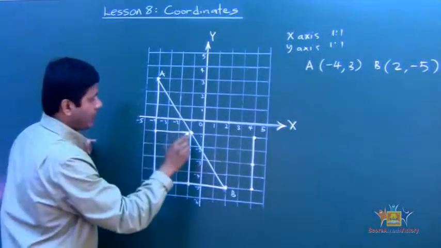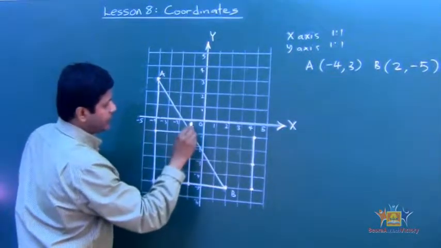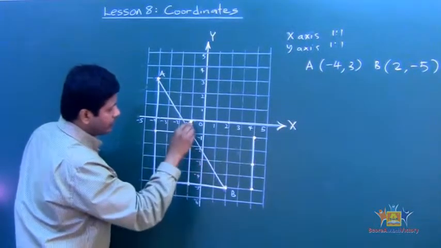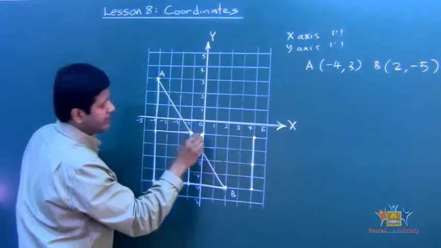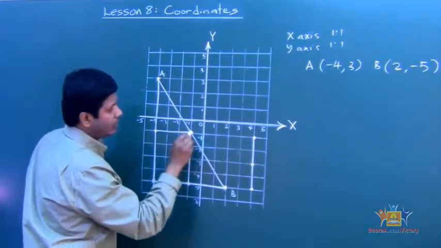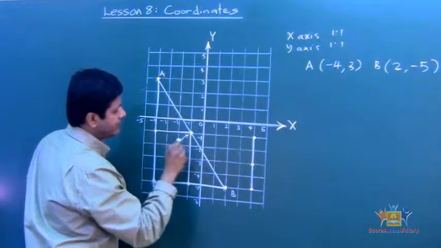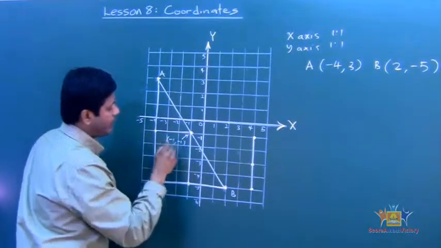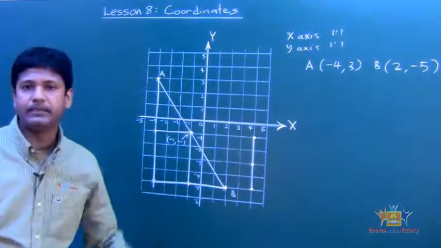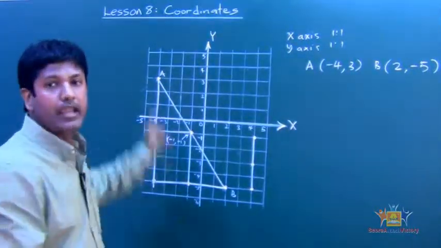So what's the point for that one? We start with that. We know this is -1 and this is -1. So x is -1 and y is -1. See that? So this point is -1, -1. That's the center point, or midpoint, for AB.